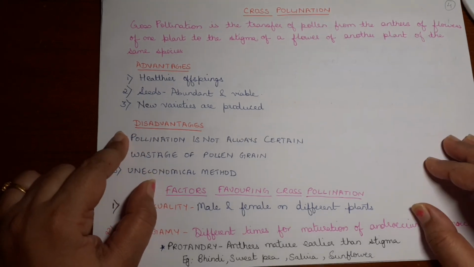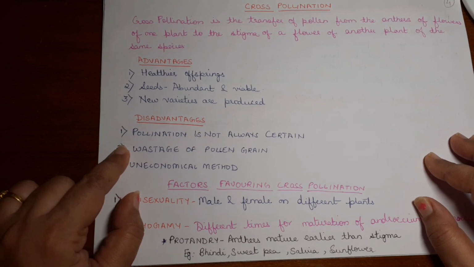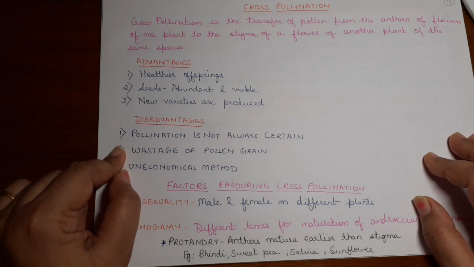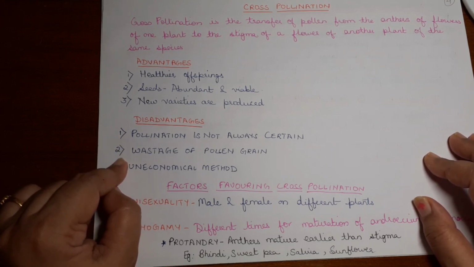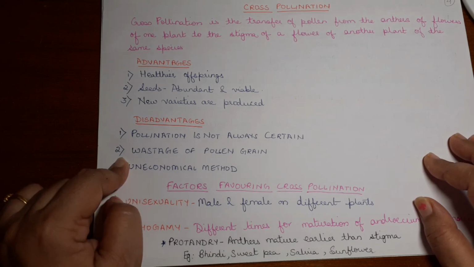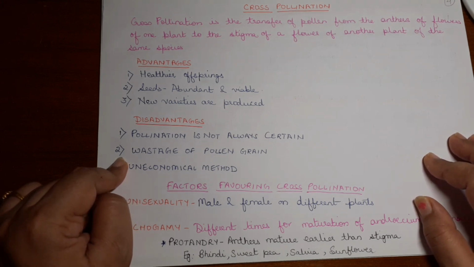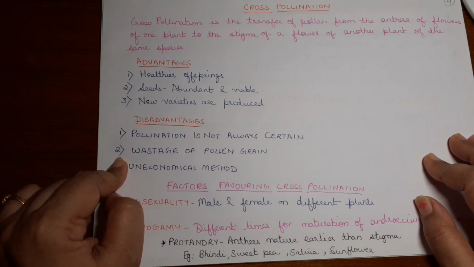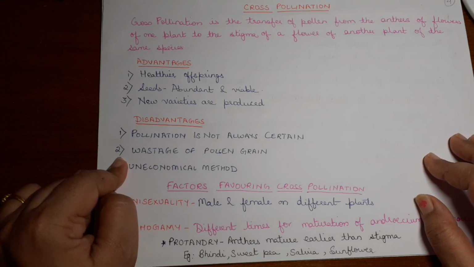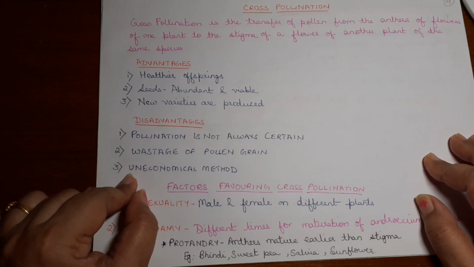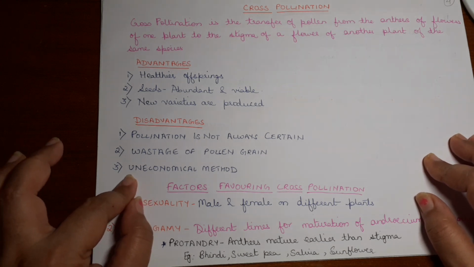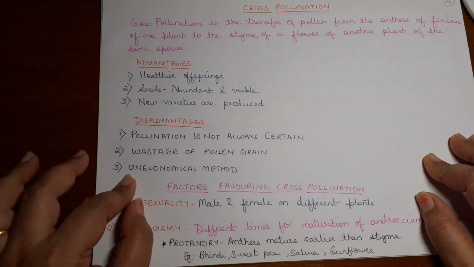Now what are the disadvantages of cross-pollination? The pollination is not always certain. It is not necessary that cross-pollination will take place. Number two, there is a wastage of pollen grain. This pollen grain can be transferred by wind or insects. Sometimes the pollen grains stick to the body of the insects, as we have seen last year. A lot of pollen grains get wasted. Likewise, in wind pollination also, they are thrown away by the wind, so they get wasted. This wastage takes place in cross-pollination. Third is that it is an uneconomical method. Because of this wastage, it is considered an uneconomical method of pollination.